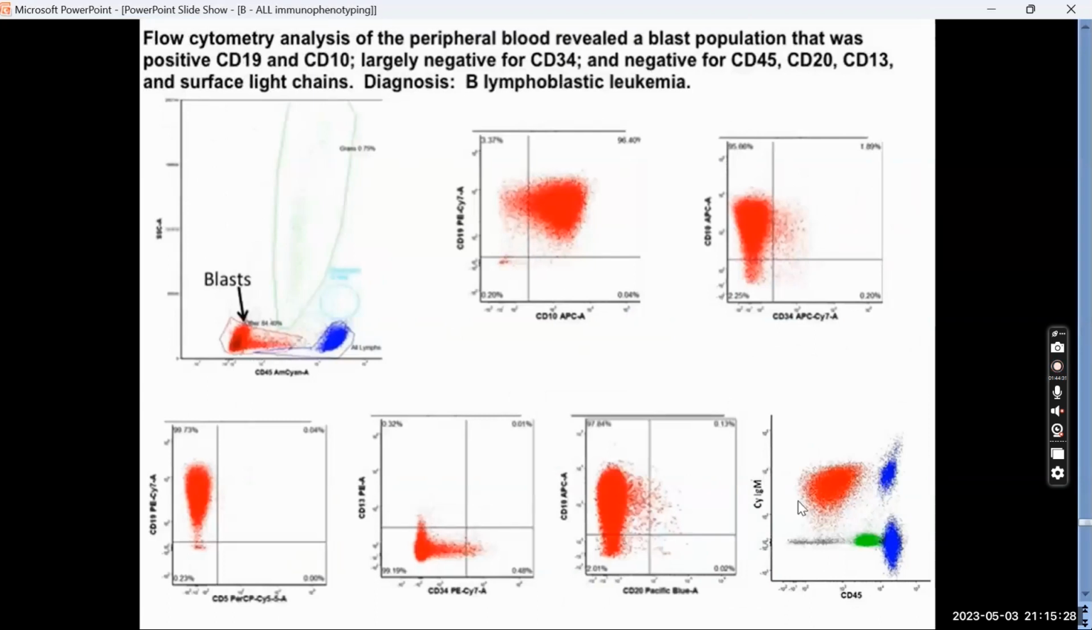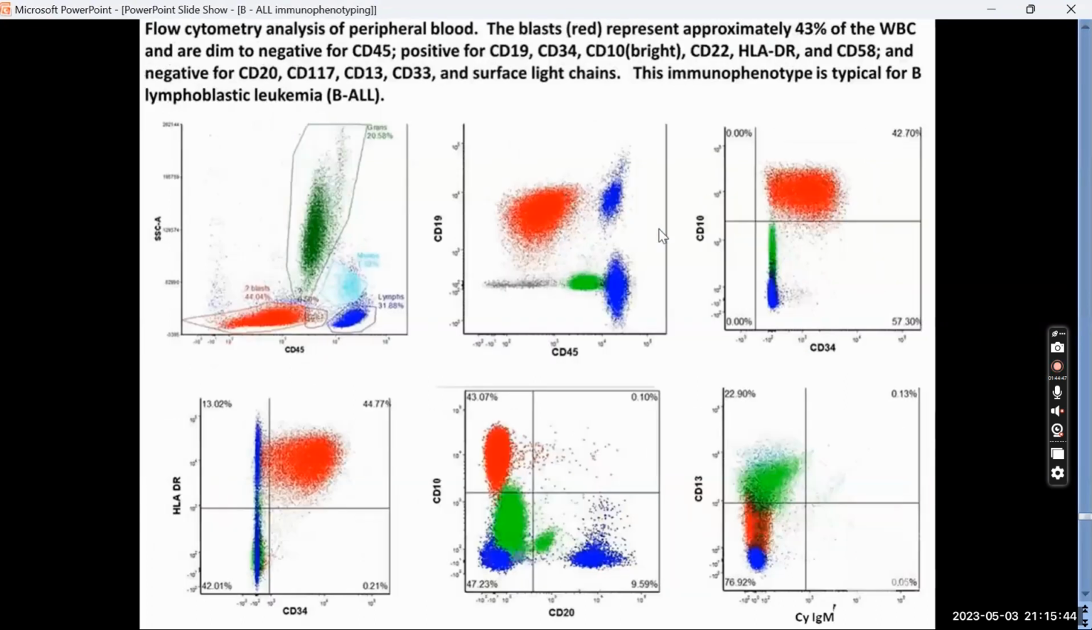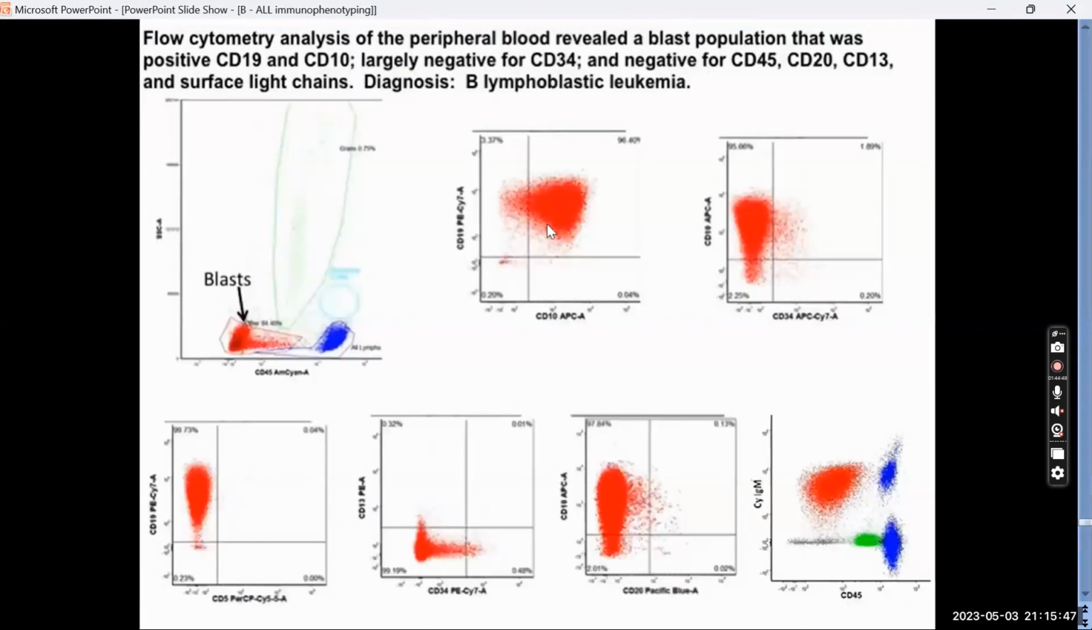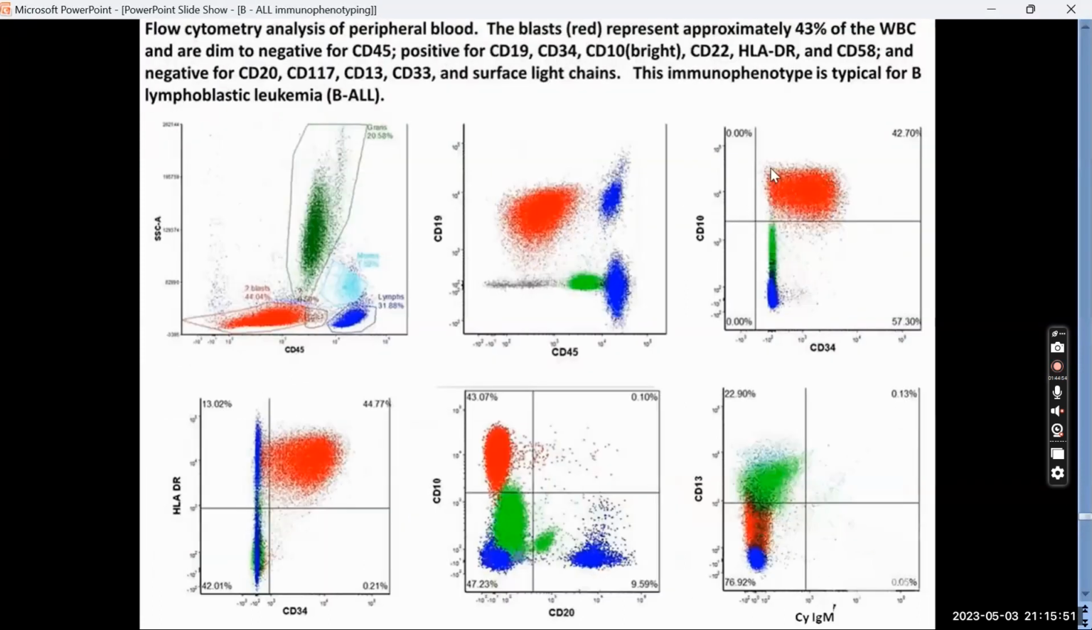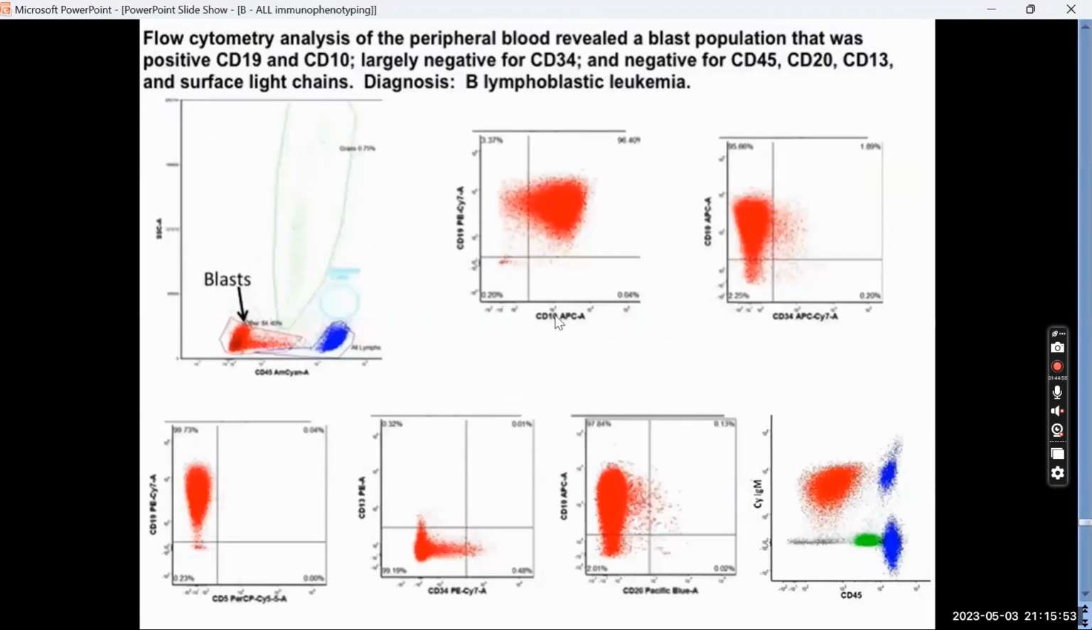This is another case where a similar blast is trailing here, and the predominant blast is falling in the CD45 negative region. Only a small trailing population falls in the CD45 dim region. You see this blast for expression of CD19. CD19 is positive. CD10 is slightly down when you compare to this CD10. See the expression of CD10 here on the y-axis, and the expression of CD10 on the x-axis. It's slightly lower, like dim positive.